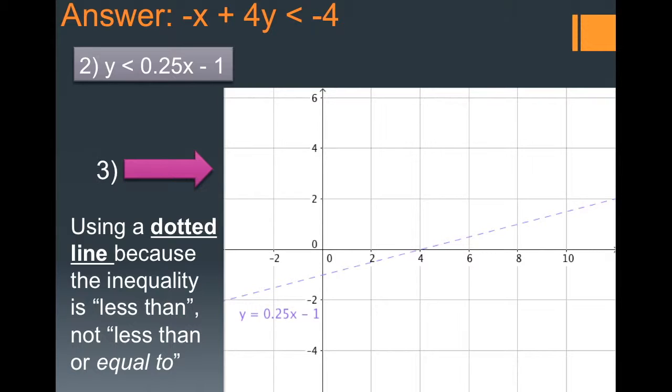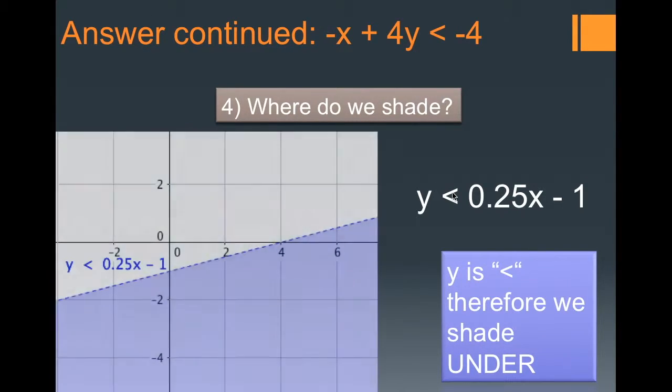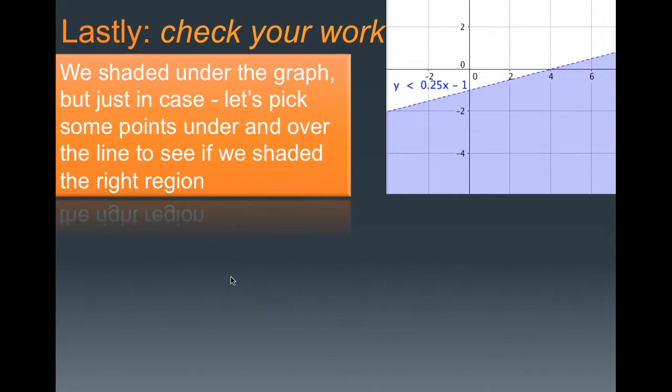Next, we've done 2, we did 3. Number 4, where do we shade? Now, if you remember, when our y is less than, as in this case where y is less than, we shade under the line. And that's what's going to happen here. We shade under the line.